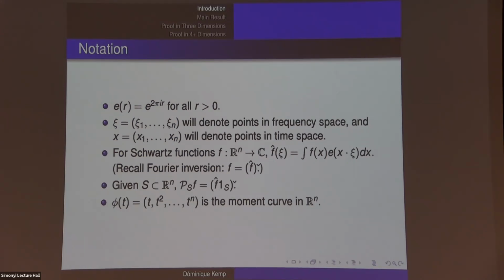Let's start with some notation that will recur throughout the talk. We have the usual abbreviation for the complex valued exponential function. There will be a distinction between points in frequency space and time space. In particular, the hypersurfaces that we will be considering will lie in frequency space. All functions up here will be Schwartz so that we have Fourier inversion. This is a notation that will also be used for the Fourier projection. You just project on the frequency side to some set S and then transform back. Now phi will also be central here. It is the moment curve in n dimensions.